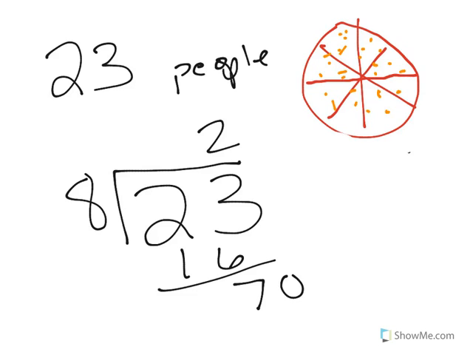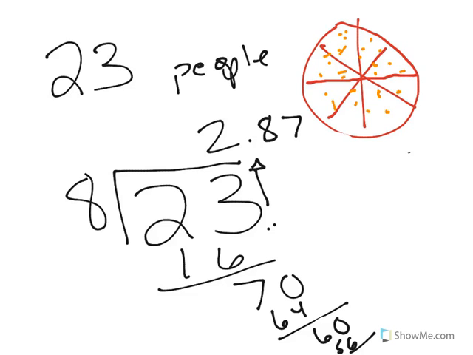Drop a 0, and here's our decimal. This is what we've been working on. And 8 goes into 70, I'm sorry, 8 times, which is 64, which leaves you with a 6 here. Drop a 0. 8 goes into 60 7 times, which is 56, and we're left with 4 here. 8 goes into 40 5 times. So our answer is 2.875.